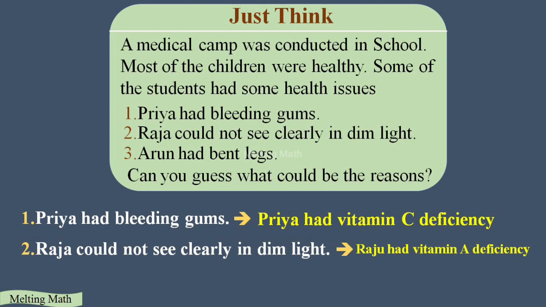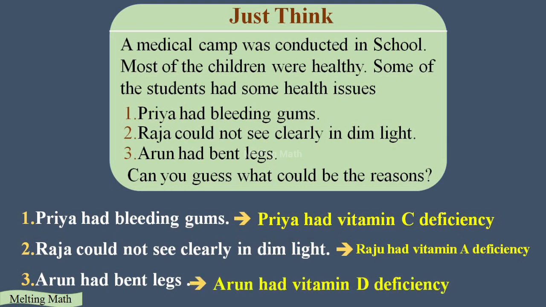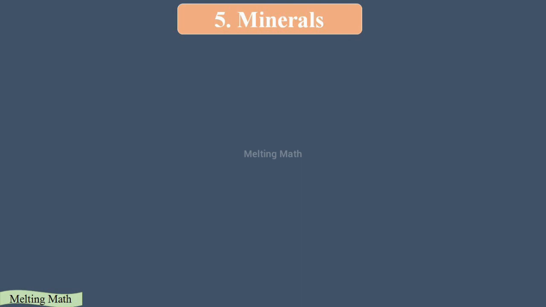Okay, next, Arjun. Arjun had bent legs, the weak and flexible bones. This bent leg is nothing but the weak and flexible bones. These weak and flexible bones are the symptoms of rickets. So he is affected by vitamin D deficiency. We already discussed the major types of vitamins, and if those vitamins are lost in your body, it causes a disease like scurvy or night blindness or rickets. That's what they are asking here. Okay, that's it. Next, we are going to discuss minerals. Minerals are required for growth and also the regulation of normal body functions.